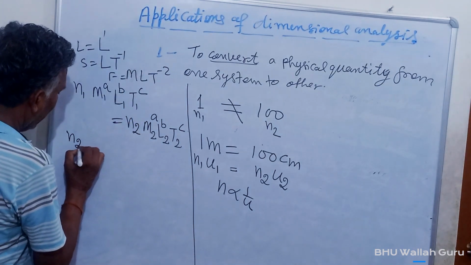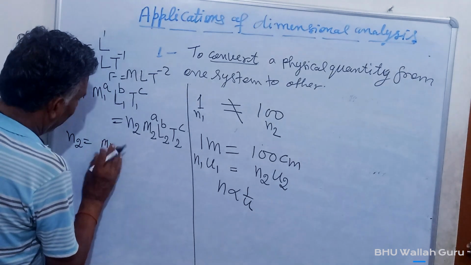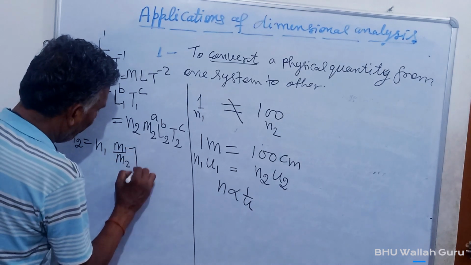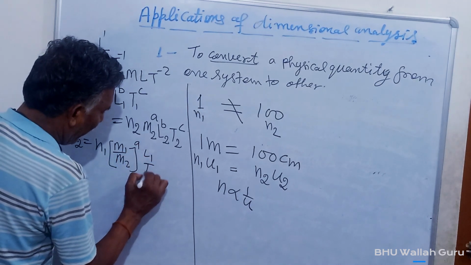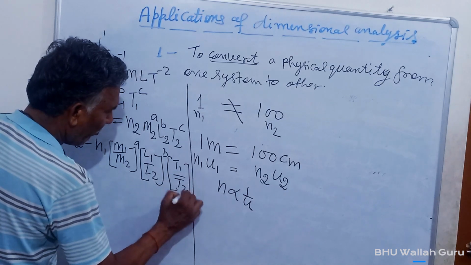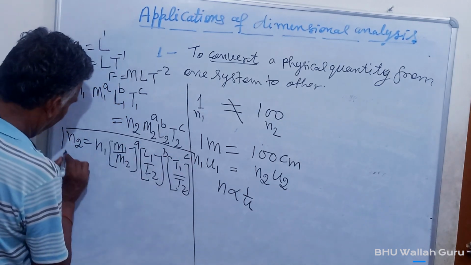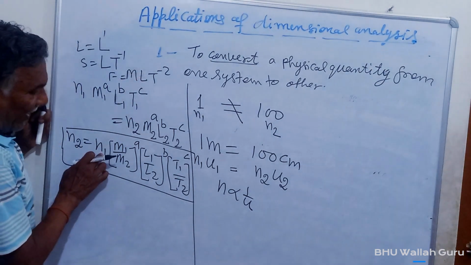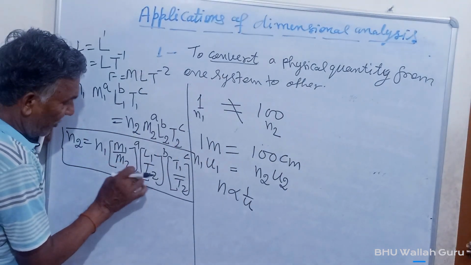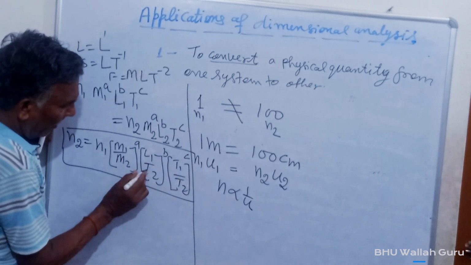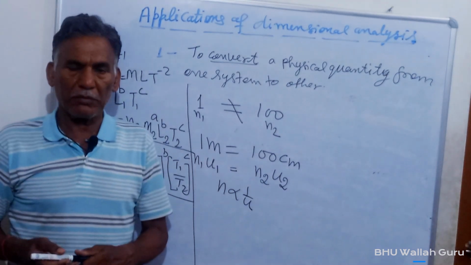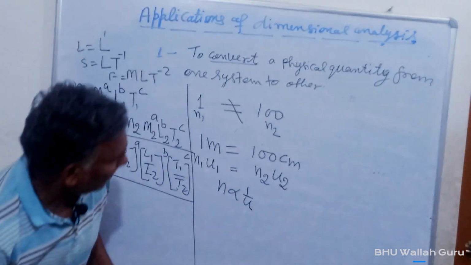So n2 is equal to n1 of m1 upon m2 power a, L1 upon L2 power b, T1 upon T2 power c. It is an important formula. If n1 is known, the first system is known, the second system is the system in which we are going to convert, and n2 is the unknown, then this formula is very useful. Take one example.